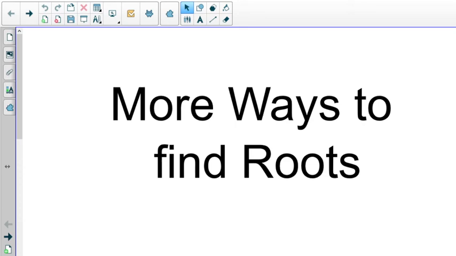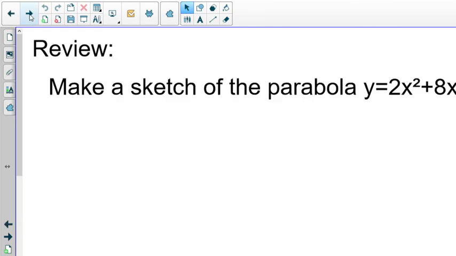Hey guys, this morning we're gonna be continuing our talk about how to find square roots, and we're gonna learn a different way to do that today. So the first one I want you to do is make a sketch of the parabola y equals 2x squared plus 8x plus 6. So this is a review of what we did yesterday.